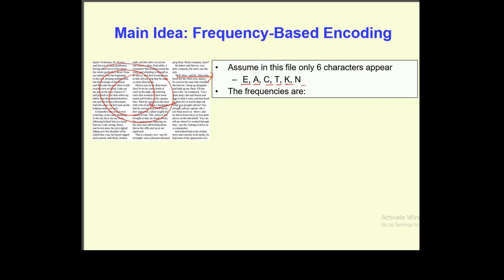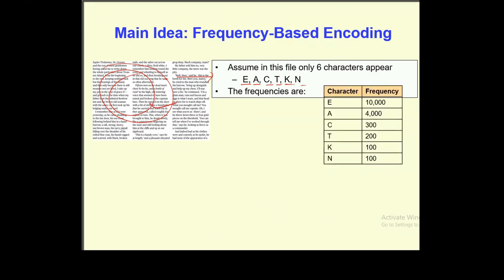Let's assume the frequencies, meaning the occurrence of a particular character in the file. How many times that character occurs in the file is the frequency. So this is the frequency of E: E occurs in this file 10,000 times. A occurs in the file 4,000 times. C occurs 300 times and so on. So these are the frequencies of the characters in this particular file.